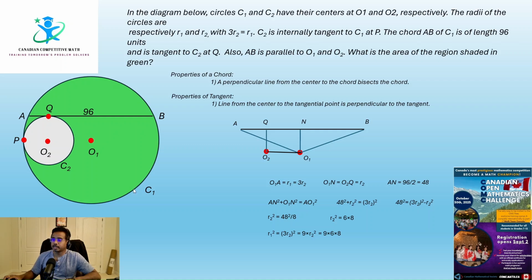The green shaded area is the area of this big circle minus the area of this smaller circle. Green shaded area equals area of C1 minus area of C2. That will be equal to pi R1 square minus pi R2 square. R1 square is 9 times 6 times 8. R2 square is 6 times 8. So if we calculate all of this, the green shaded area is 384 pi.